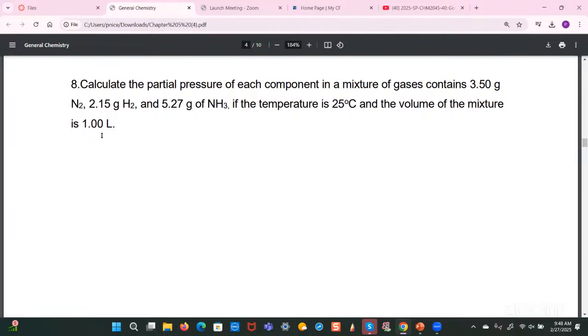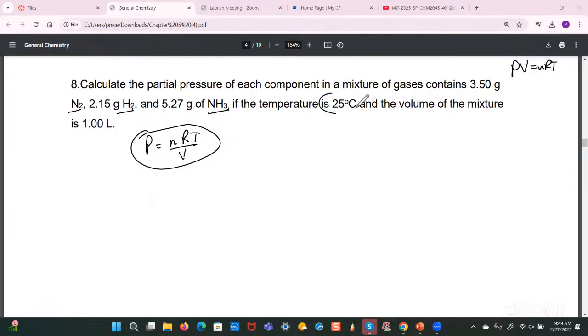But you still should be able to do this question, because basically what this question is asking for is the pressure of each gas in the mixture, right? So the equation you're going to use is the equation that we have been using all along, which is PV equals nRT, right? What the question is asking for is P for each gas, which would be equal to nRT over V. So you'll be applying this formula for each gas, nitrogen, hydrogen, and ammonia in the mixture.